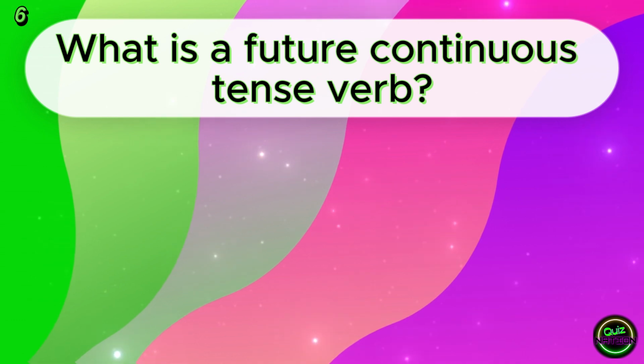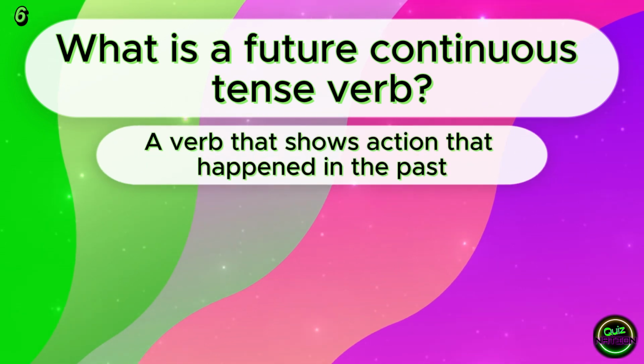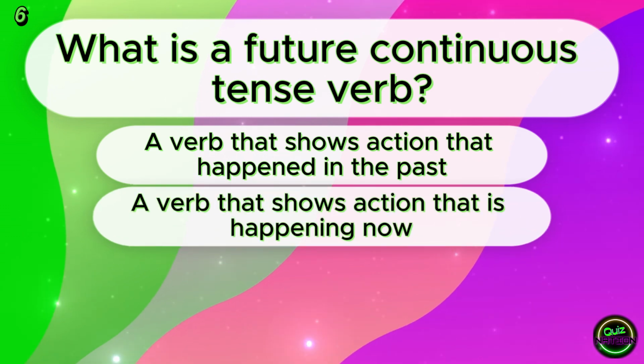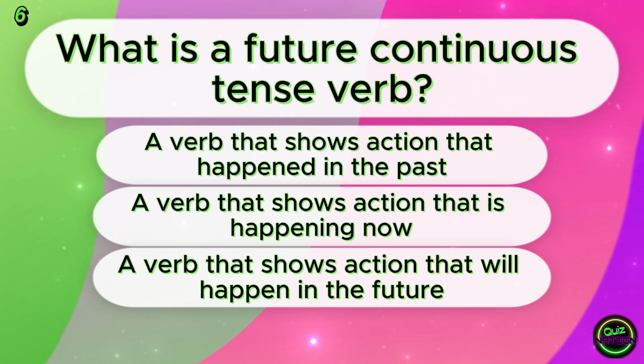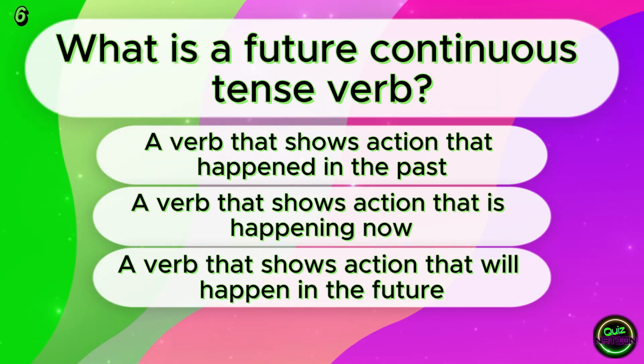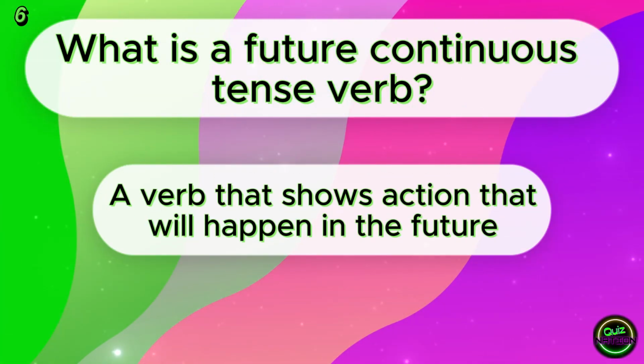What is a future continuous tense verb? A verb that shows action that happened in the past. A verb that shows action that is happening now. A verb that shows action that will happen in the future. The answer: a verb that shows action that will happen in the future.